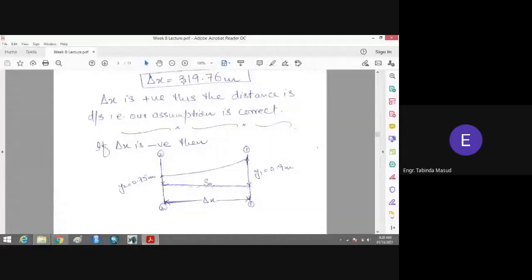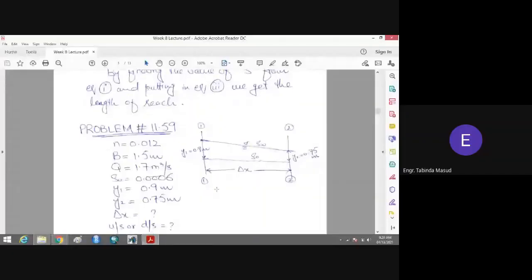Okay, we have got the positive value of delta x, which means that our assumption is right. We have taken y1 at the upstream and y2 at the downstream. Initially, when I was starting the numerical problem, it was my assumption that y1 is at the upstream and y2 at the downstream. If we get a positive value of delta x, it means that my assumption is correct. But if I get the negative value for delta x, it means that my assumption is wrong. Y2 is actually at the upstream and y1 is at the downstream.